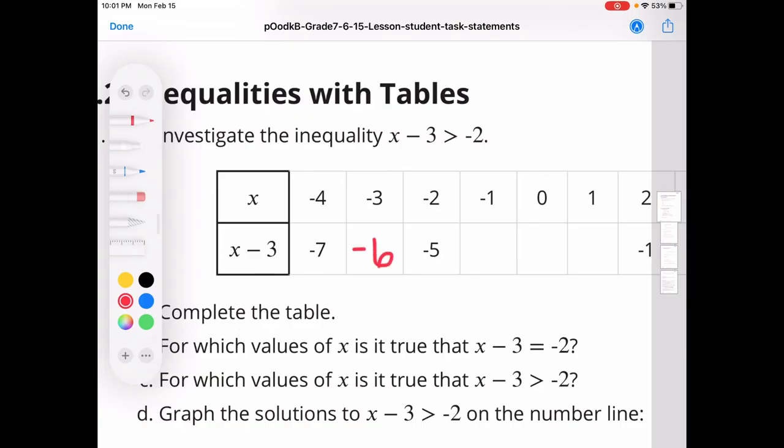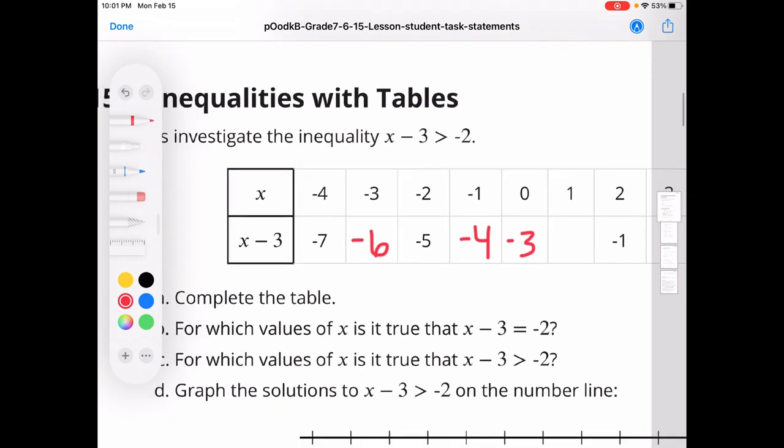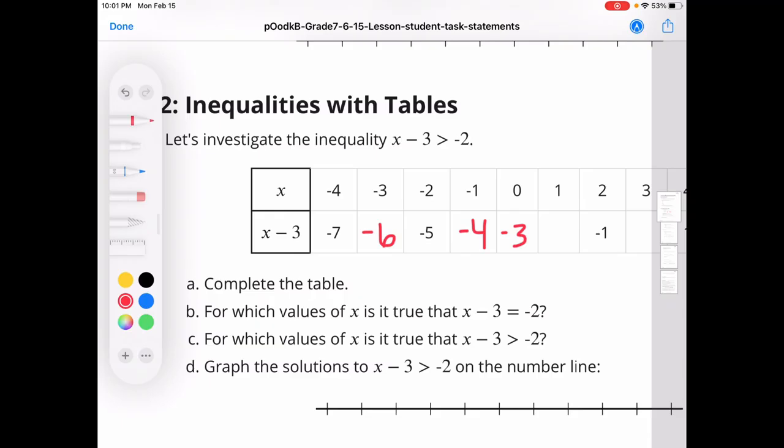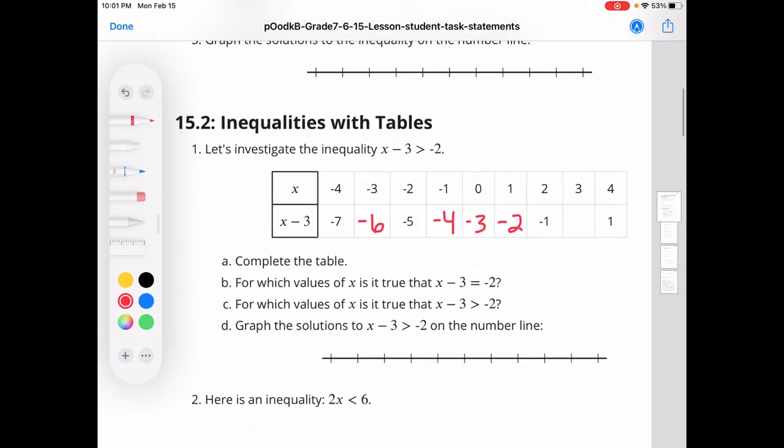If x is negative 1, so negative 1 minus 3 would be negative 4. If x was 0, 0 minus 3 would put me at negative 3. Positive 1, so 1 minus 3 would be negative 2. If x is 3, 3 minus 3 would be 0. I'm sorry. So it says, for which values of x is it true that x minus 3 is equal to negative 2?